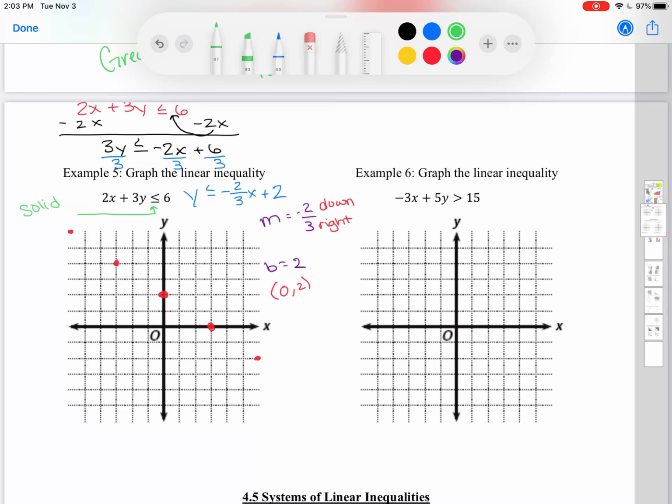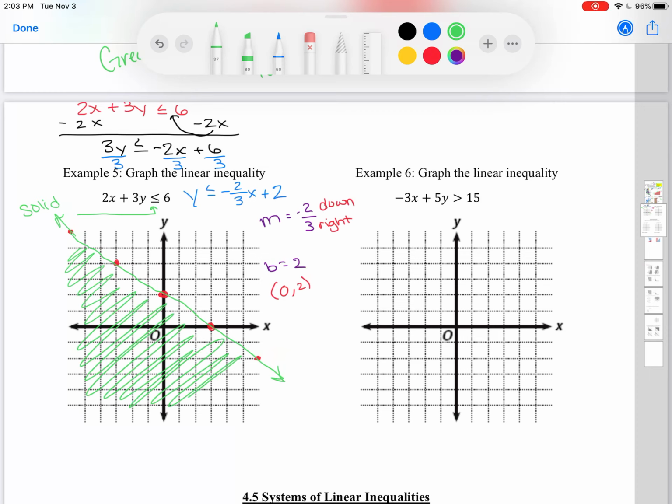And when we go to make our line, this time, because we have an equal sign, we want to draw a solid line. So connect your dots with a solid line. And once we have that solid line, we have to determine, well, is it everything above the line or is it everything below the line?